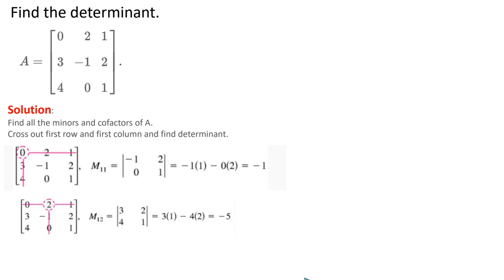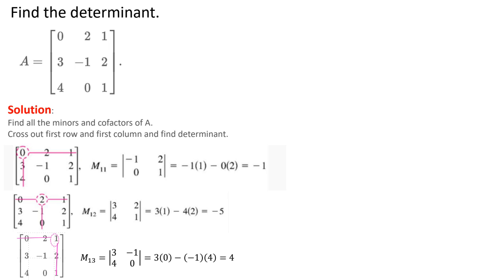And then we go to the 1. And we do the same thing. So we are left with 3, negative 1, 4, and 0. Notice it's called 1, 3 because that's the first row, third column. And we end up with 4.